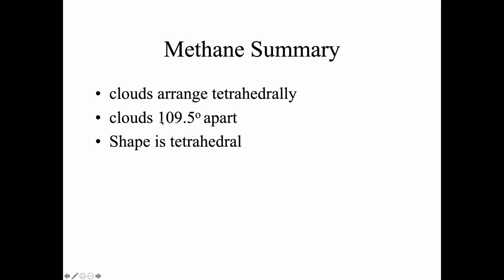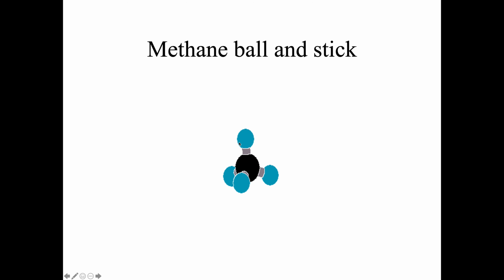Now, for this class, I don't care if you remember the bond angles, the actual numbers. I'm not going to test you on them. But you should be able to say this bond angle in this molecule will be bigger or smaller than the bond angle in this molecule. In Chem 200, they are going to expect you to know those. The shape is tetrahedral. If you were to do a ball and stick, it would look like this.